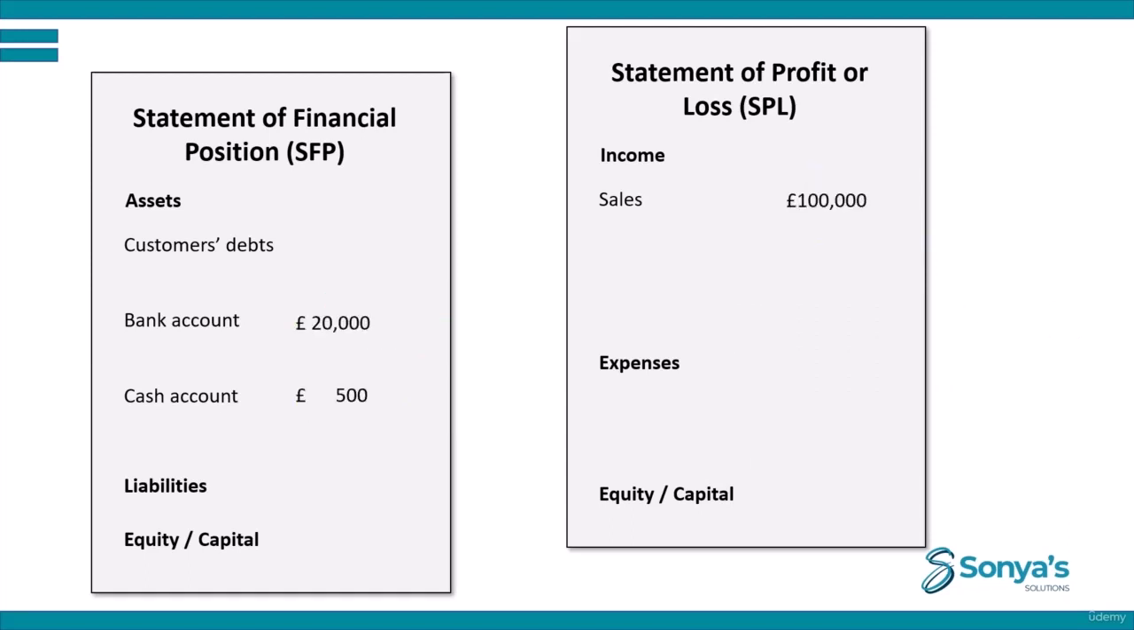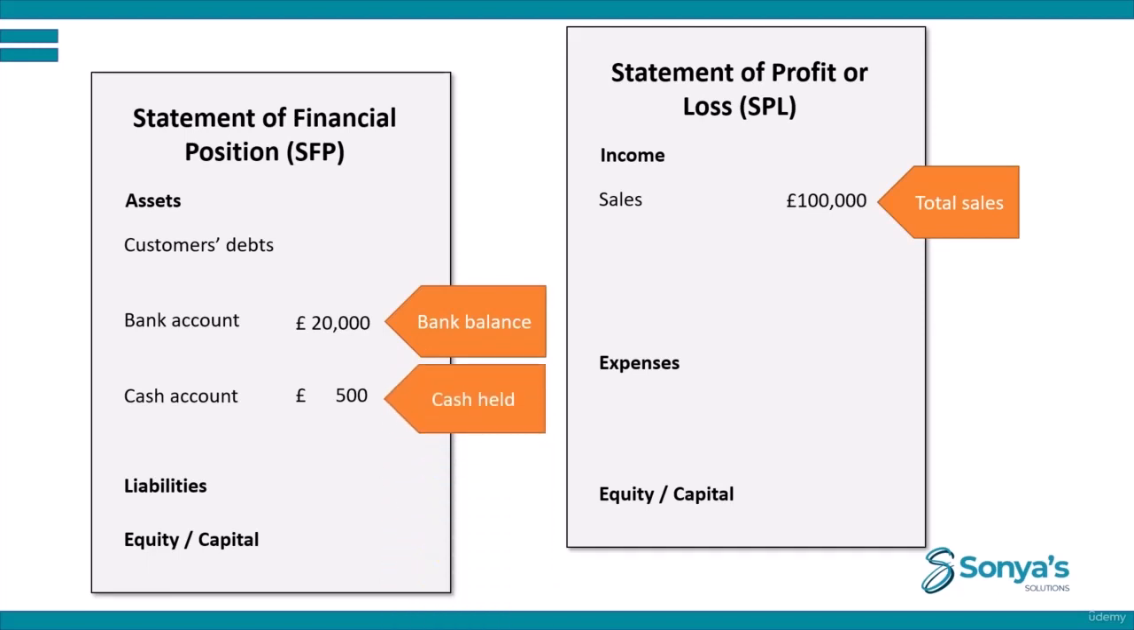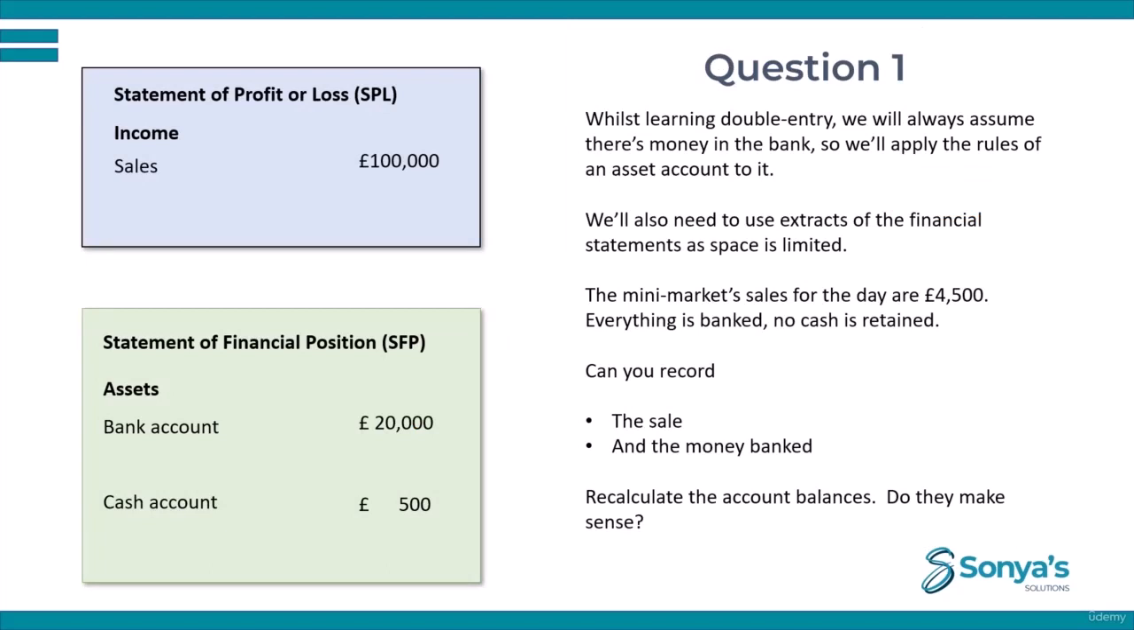Here you can see why we need these accounts. Let's say the accounts are balanced at the end of the month. The sales account will tell us how much the business has earned from selling goods and services during the accounting period. The bank account tells us what the bank balance is. And the cash account tells us how much cash is held on the premises. Each account serves a completely different purpose. Get ready to pause the video to give yourself time to read and answer the question.